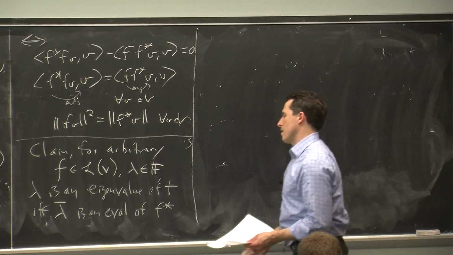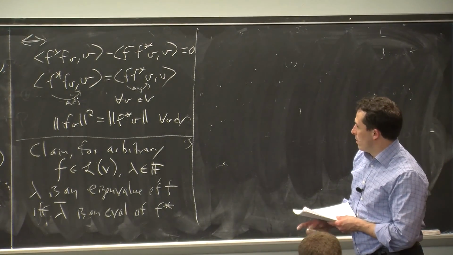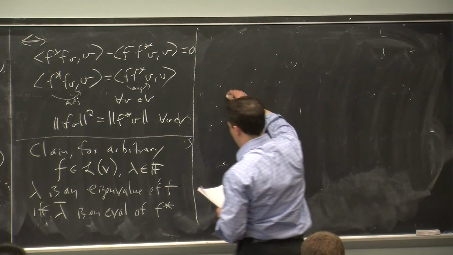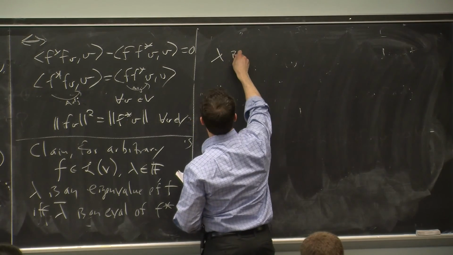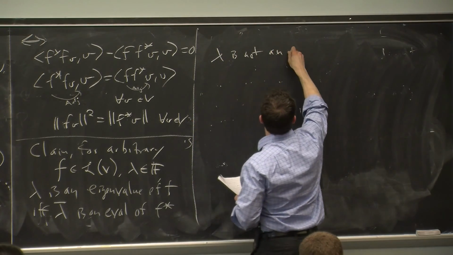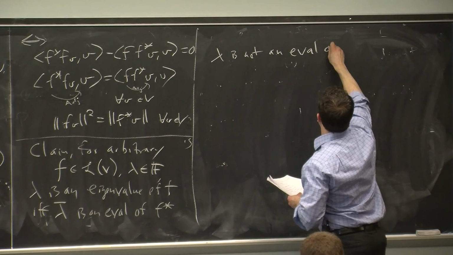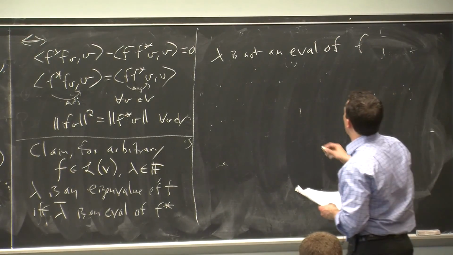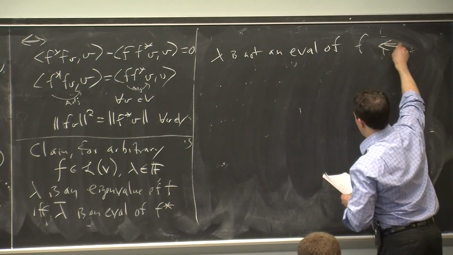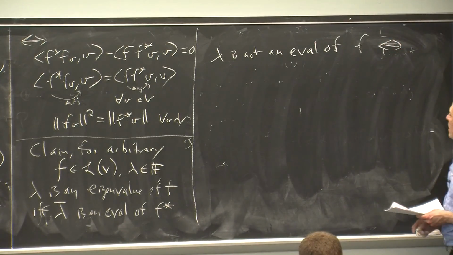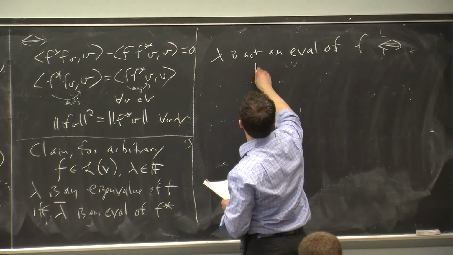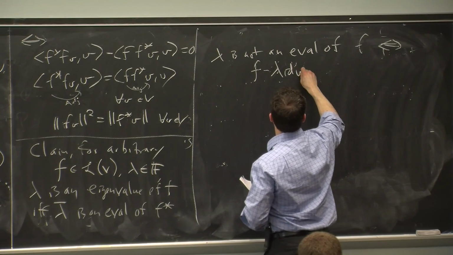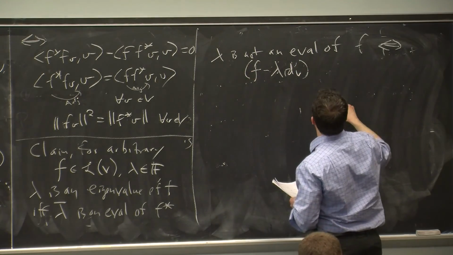It turns out it's slightly easier to deal not with the statement that lambda is an eigenvalue, but with the statement that lambda is not an eigenvalue of f. If and only if. We have lots of ways of characterizing that. One of them was to say that f minus lambda times the identity is invertible.